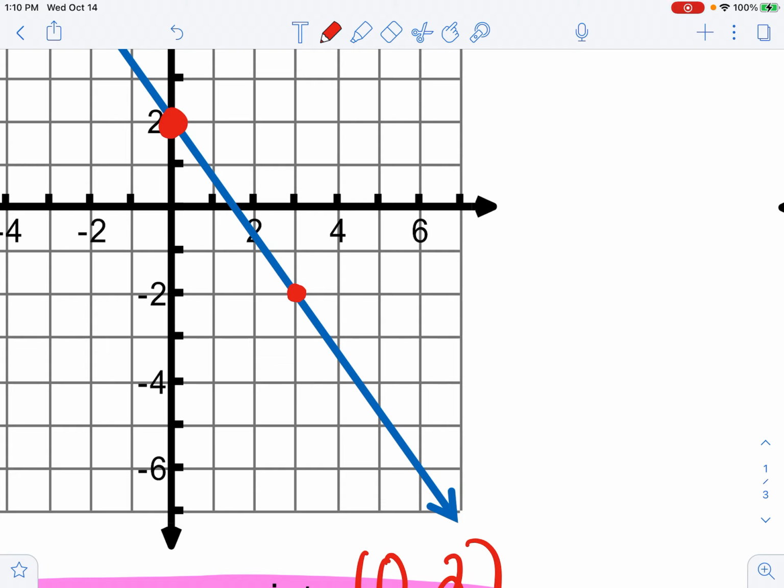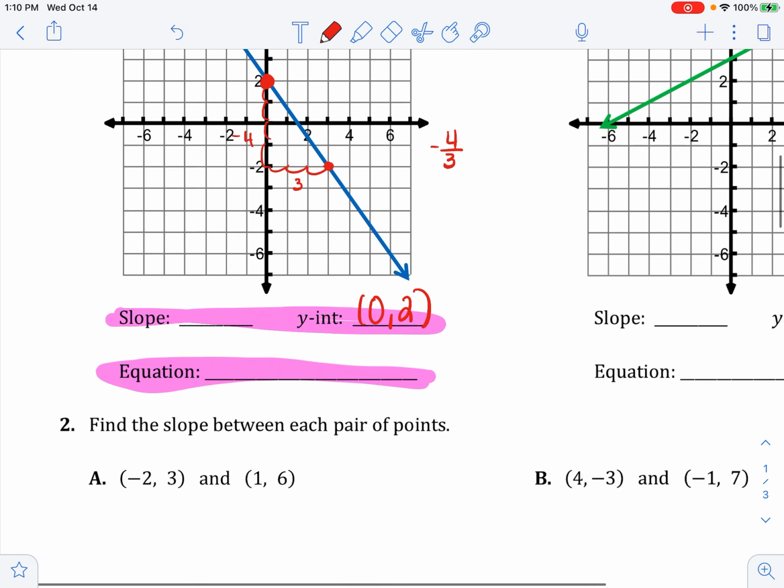So I need to go from the first point to the second point. So I'm going to say, okay, what do I have to do? I have to go 1, 2, 3, 4 down. So that's -4. 1, 2, 3 to the right. So that's +3. So it's -4 over 3, or -4/3.